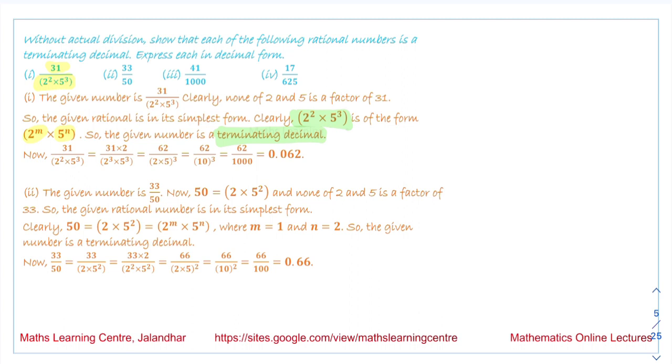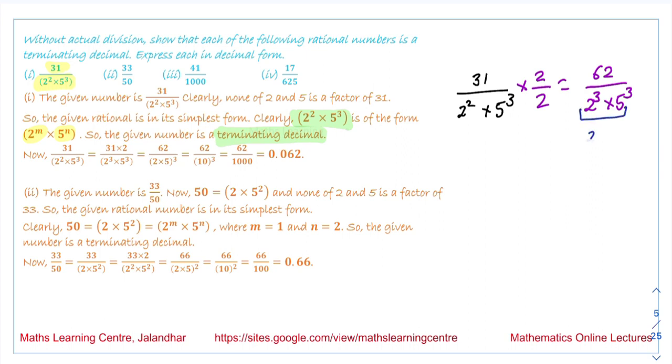Now if we have to calculate its value, we are having 31 over 2 raised to the power 2 into 5 raised to the power 3. We multiply and divide this term with 2, and the answer we get is 62 over 2 raised to the power 3 into 5 raised to the power 3.